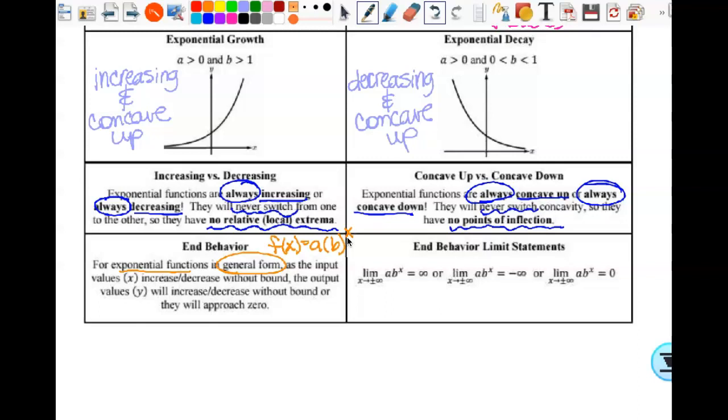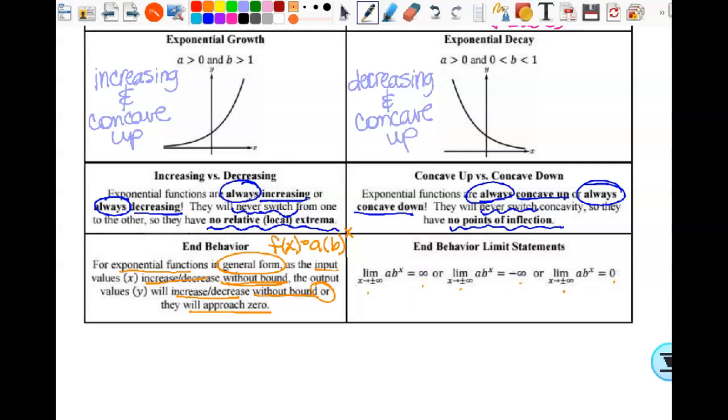That's our general form. As the input values increase, so as x gets bigger and bigger without bound, that means we're going to infinity, right? The output values will increase or decrease without bound, or will approach 0. Okay? So those are your only options for your end behavior limit statements. Notice all three of these limit statements say as x approaches either positive or negative infinity of a times b to the x, it either equals infinity, negative infinity, or 0.